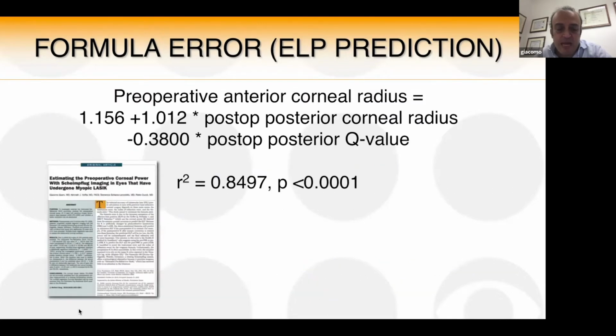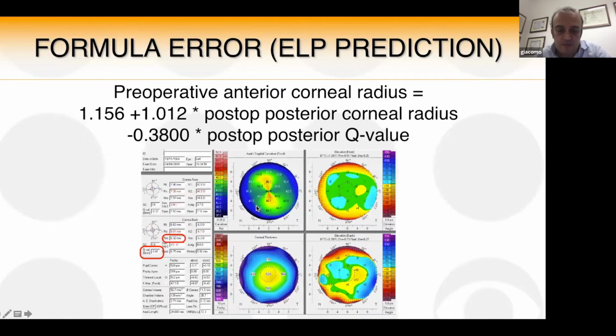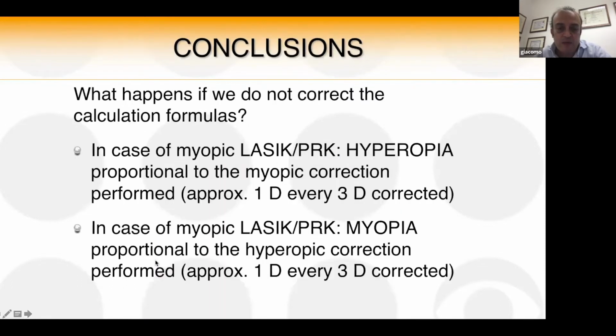Or you may rely on a paper we published in 2016. If you have a Pentacam, you can take advantage of the posterior corneal radius and the posterior Q value and get a good estimation. This is what I usually do. So you take the back radius, the back Q value, and you enter this in the formula.